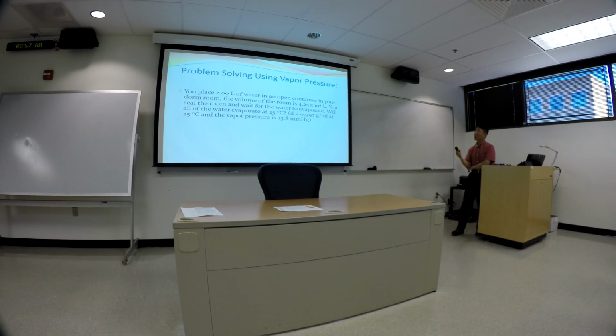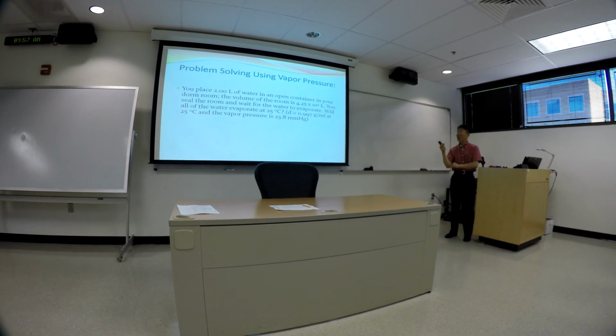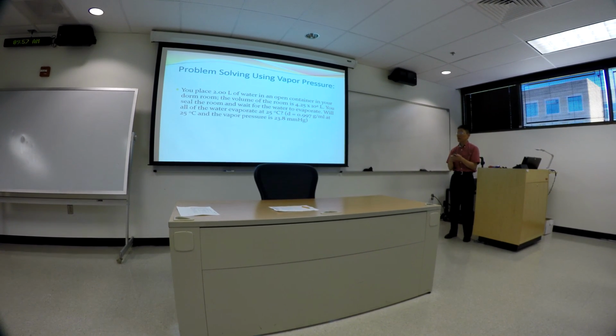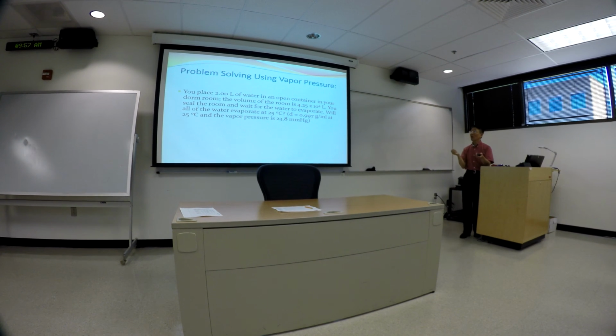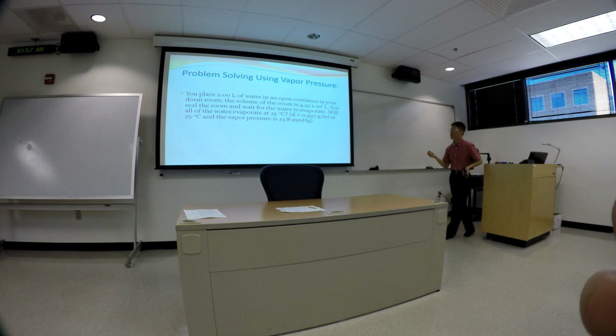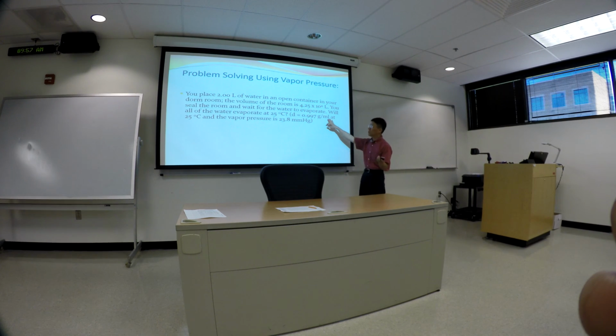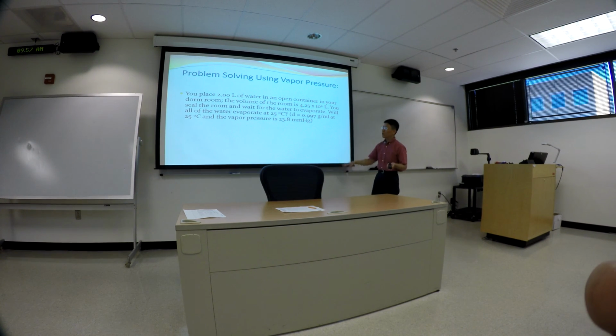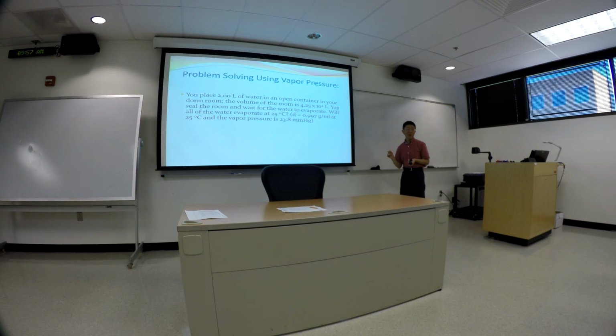Well, the water will get into the gas phase, and it will reach equilibrium when the pressure equals the vapor pressure. So in this case, we give you the density of water at 25 degrees, 0.997, and the vapor pressure, 23.8 millimeters of mercury.